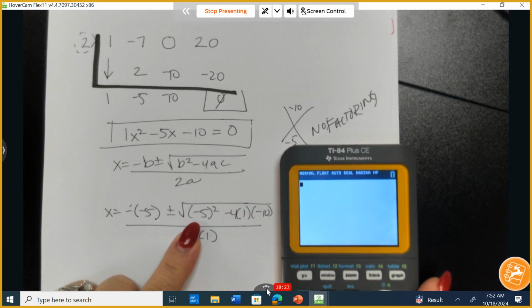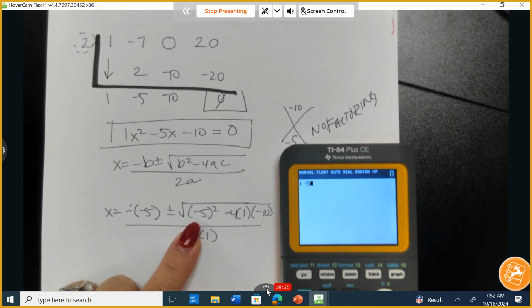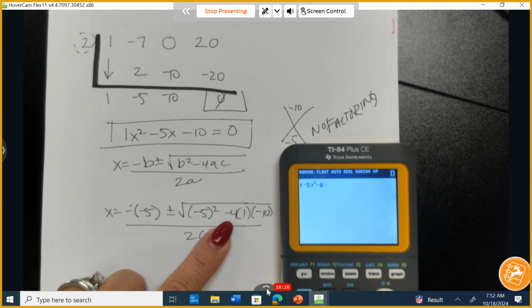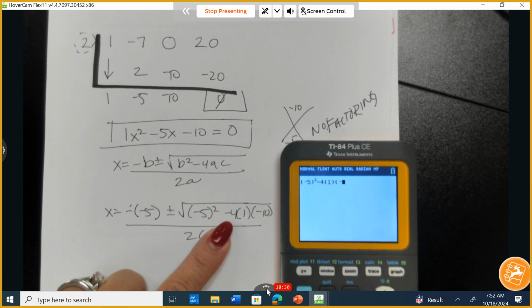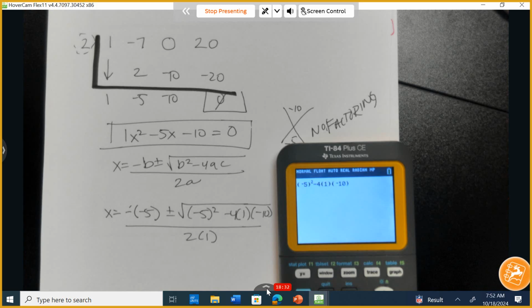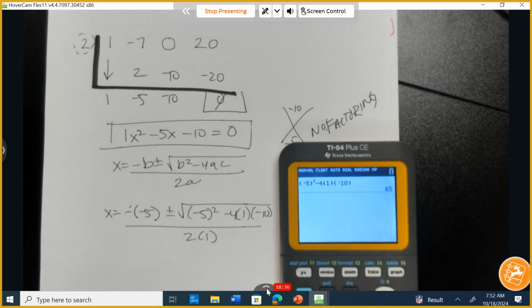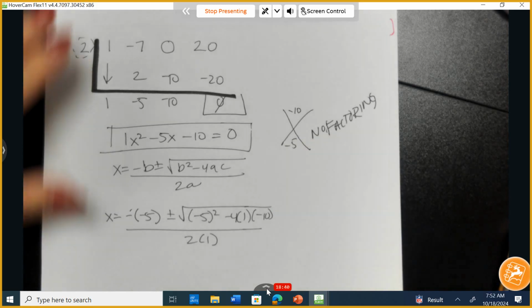If you don't want to do the mental math, bless you, make sure that -5 is in parentheses, subtract 4 times 1 times -10. So I've plugged in what's called a discriminant. It's that value underneath the square root, and I end up with 65. Can I get anybody to confirm? Did anybody else get 65 there? Okay?